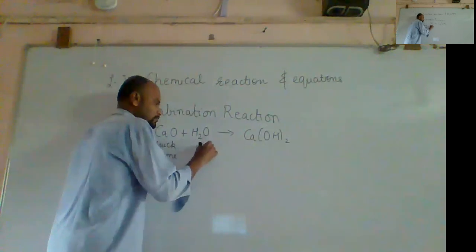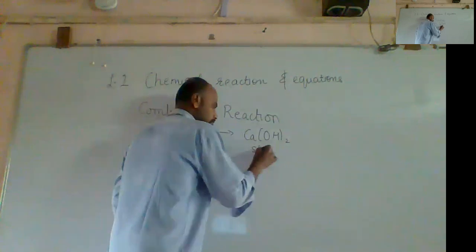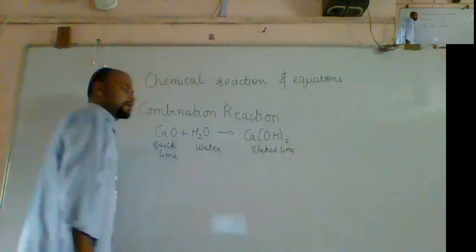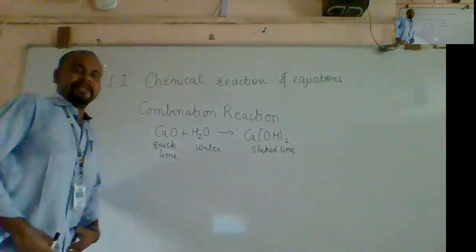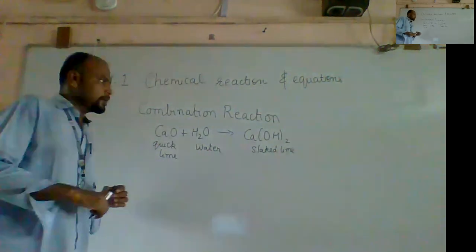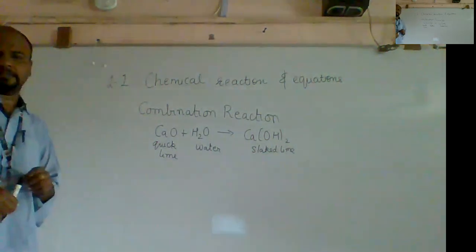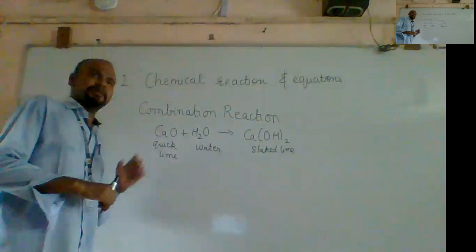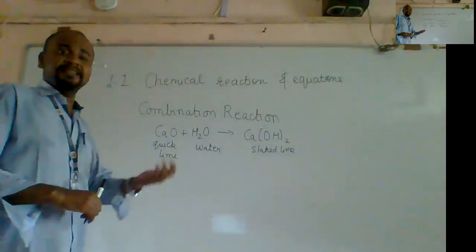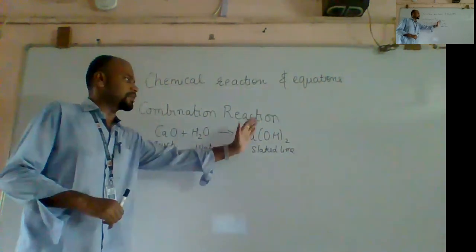H2O, that is water. The product is known as calcium hydroxide or slaked lime. Here when calcium oxide reacts with water, you get calcium hydroxide. As soon as the reaction takes place, the temperature of the conical flask changes, as this is an exothermic reaction. An exothermic reaction is a reaction in which energy is released. Here, calcium oxide reacts with water to give you calcium hydroxide.